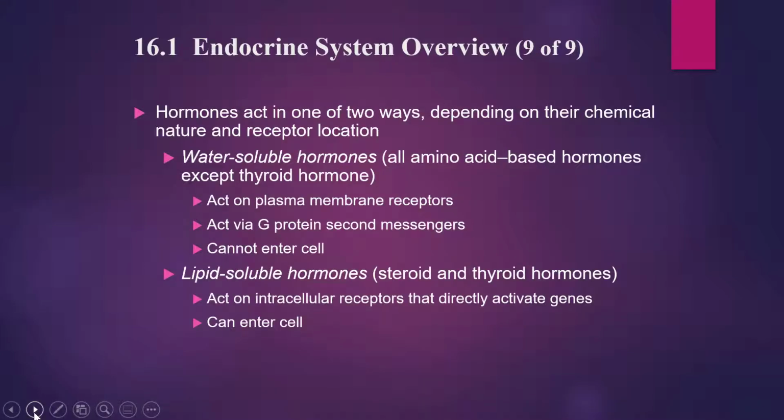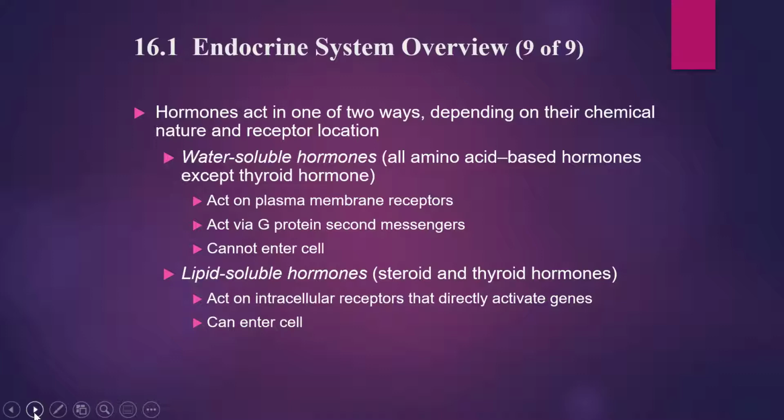Hormones act in one of two ways, depending on their chemical nature and receptor location. If they are water-soluble hormones, for instance, all amino acid-based hormones except the thyroid hormone, they act on the plasma membrane receptors via a G protein second messenger system. Because they cannot enter the cell, they need a second messenger to relay their signal, and the second messenger relays their signal to the nucleus in return.